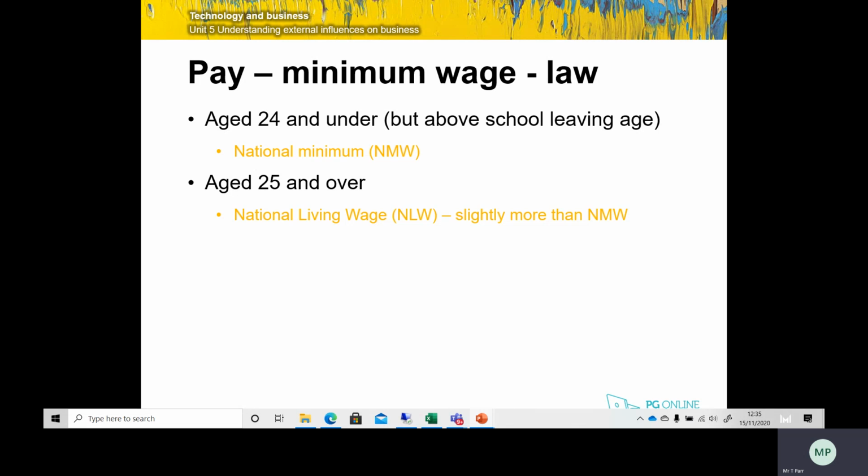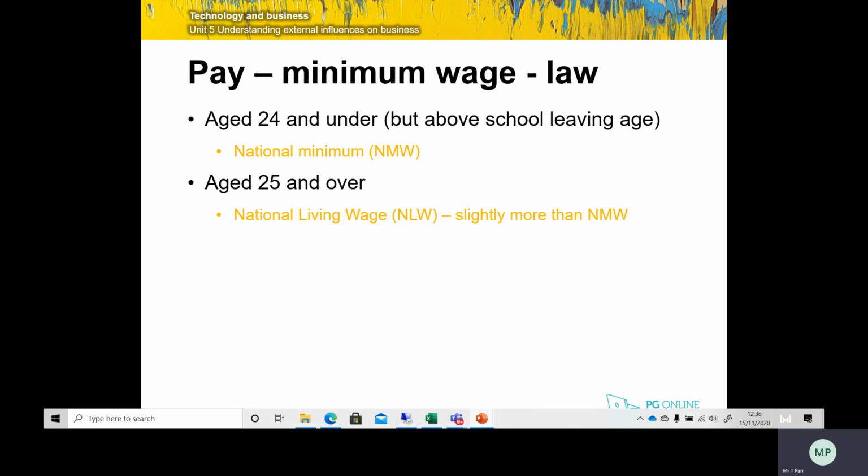Now this is focused around the UK law. Okay, I'm not going to cover international law because pay in different countries varies. Hence why a lot of companies might outsource or might have a factory in a different country, because you don't have to pay people as much as you would in the UK, because in the UK there is a national minimum wage.